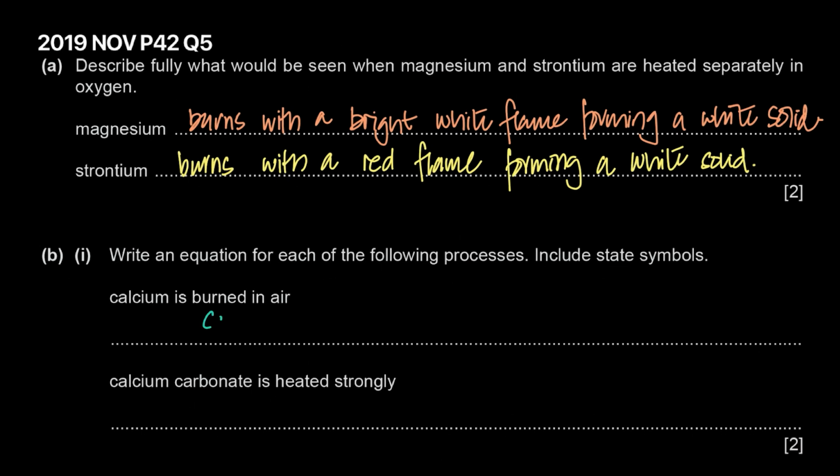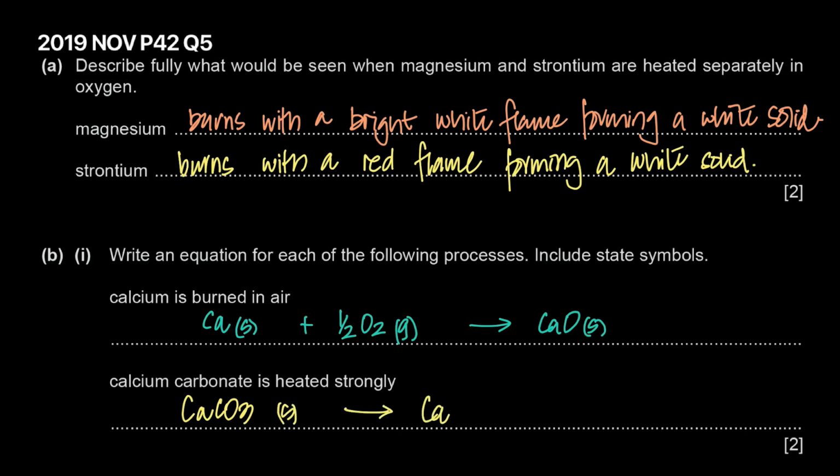And write the equation for the following process, including state symbols. So when calcium burns in air, it's calcium solid burning in oxygen gas to form calcium oxide. Calcium also burns with a red flame. And when calcium carbonate is heated, that's also a solid, and it forms calcium oxide, which is also a solid, and carbon dioxide, which is a gas. So those are the formation of calcium oxide and the decomposition of calcium carbonate with state symbols.